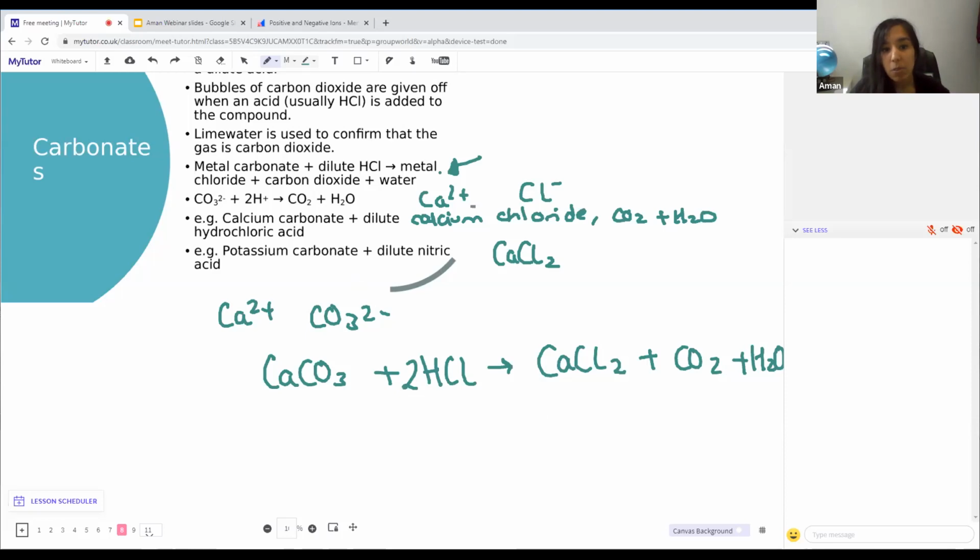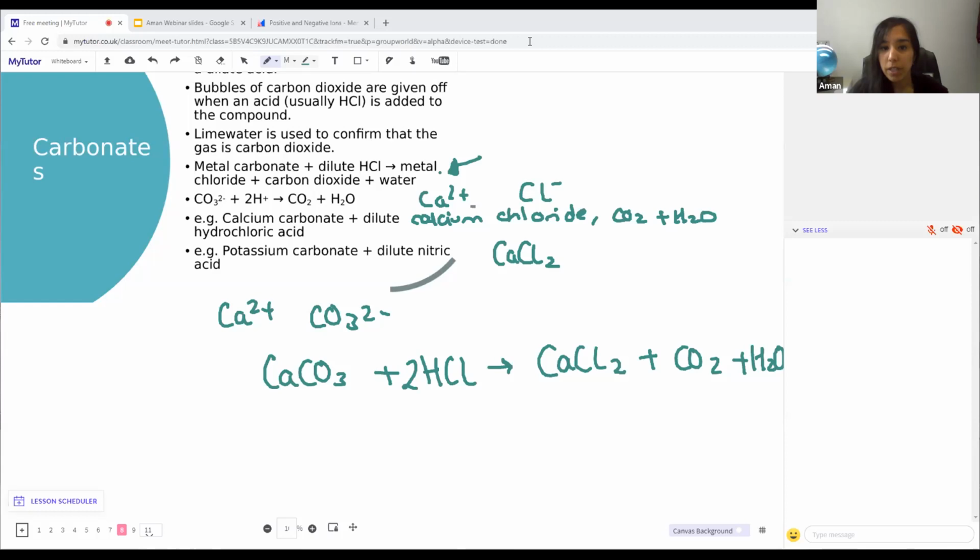Okay, so the next example we have is potassium carbonate and dilute nitric acid. So what are the products this time then? Potassium carbonate and nitric acid. As I said, they usually use hydrochloric acid, but you can use nitric acid as well. In exam questions, you're more likely to see hydrochloric acid.